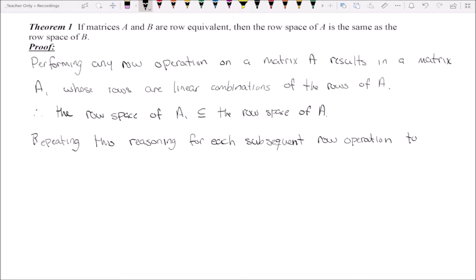until we get to the matrix B, then we'll find that the row space of B, which I'm just going to call row of B, is a subset of the row space of A. So we now have that the row space of B is a subset of the row space of A. What we want to do now is show that the row space of A must be a subset of the row space of B. Well, notice that we can perform row operations on B to get to A, right?